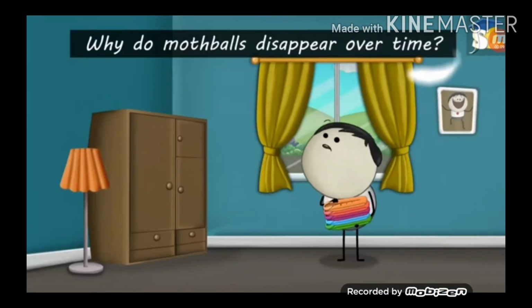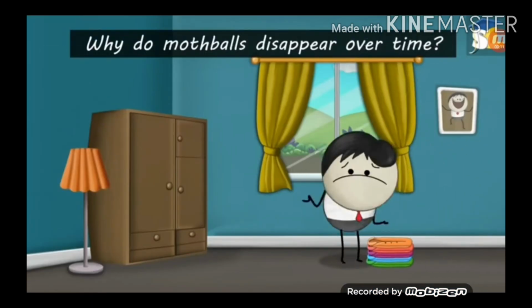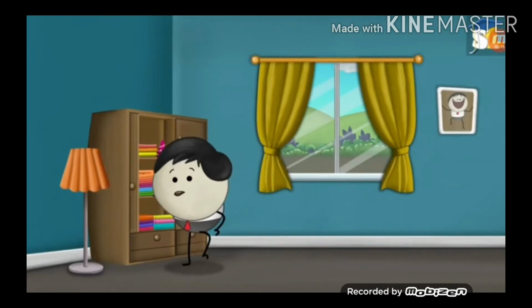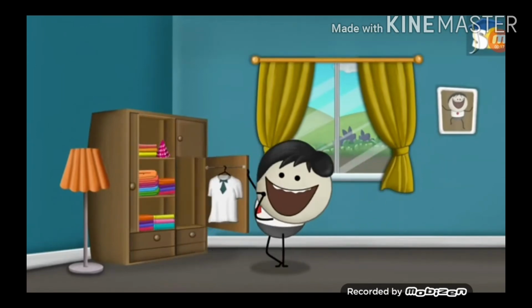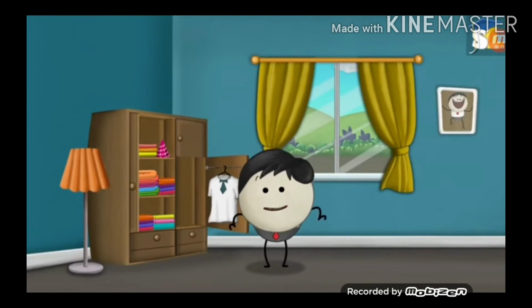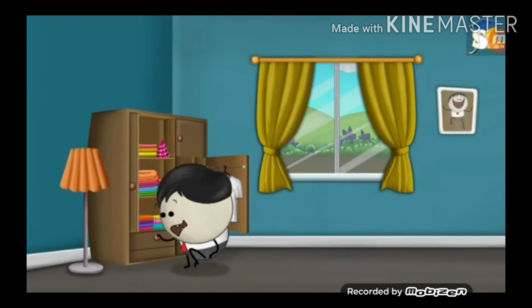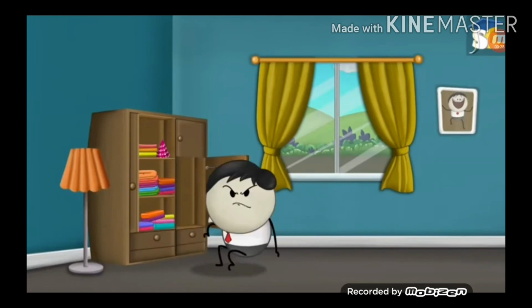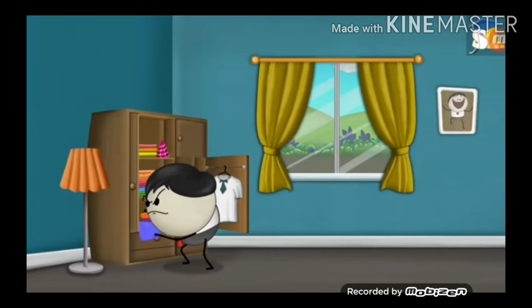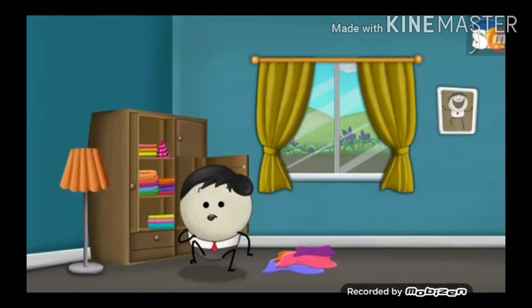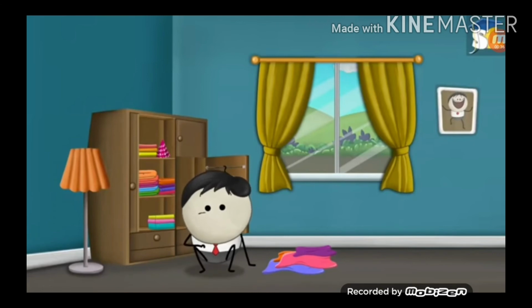Why do mothballs disappear over time? Wow, you have a nice collection of clothes. But have you kept mothballs to protect them? Yeah. I kept them a few months back below these clothes. Hey, where did the mothballs go? I placed them right here. Did you steal them? No, I haven't stolen anything.